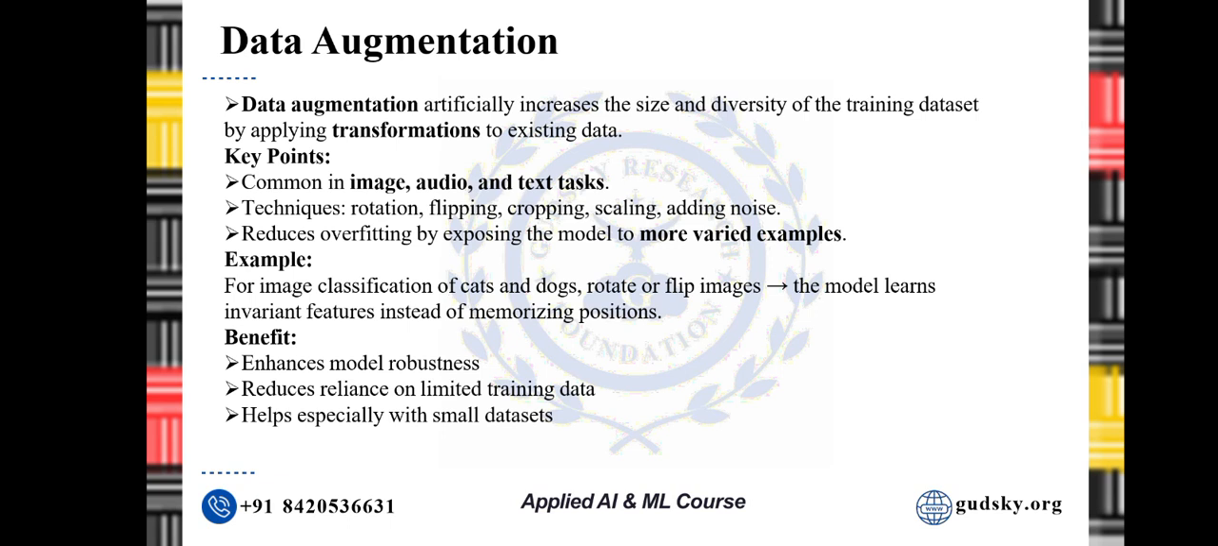The aim is to make the model see more variety so that it learns general features, not just specific patterns. For example, if you are training a model to classify cat or dog images, if you rotate or flip them, the model learns that a cat is still a cat even when viewed upside down or sideways. Benefits are reduced overfitting, improved robustness, and it works great with small datasets. So, if you can't collect more data, just be creative, augment it. Your model will thank you later. So, this is data augmentation.